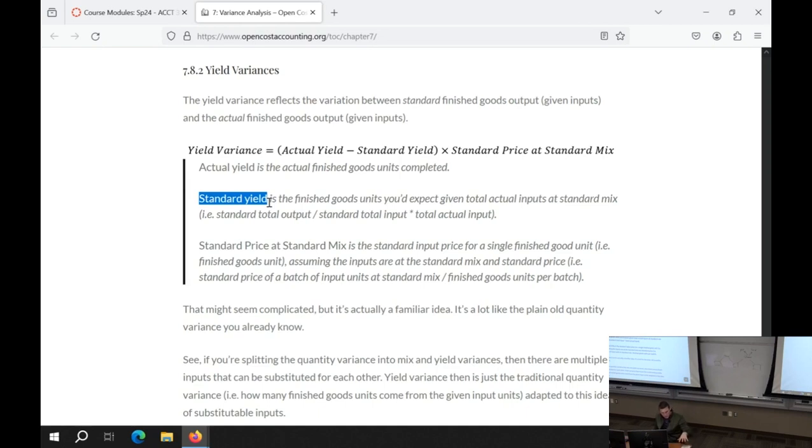Given that we got 24,000 bags out of those inputs, when we expected to only get 20,000 bags, that is favorable. Now we have moved up in finished goods units that we produced from the number of inputs given. So that's a favorable variance. It would be a positive variance because in the parentheses, 24,000 minus 20,000 would be 4,000, times whatever the standard price at the standard mix is for a bag of trail mix. So we'd have a positive yield variance.